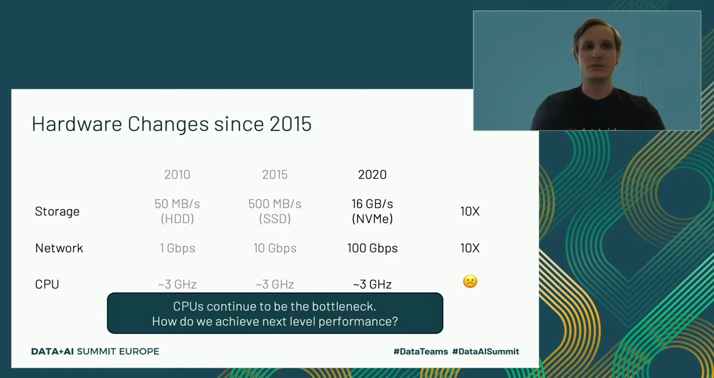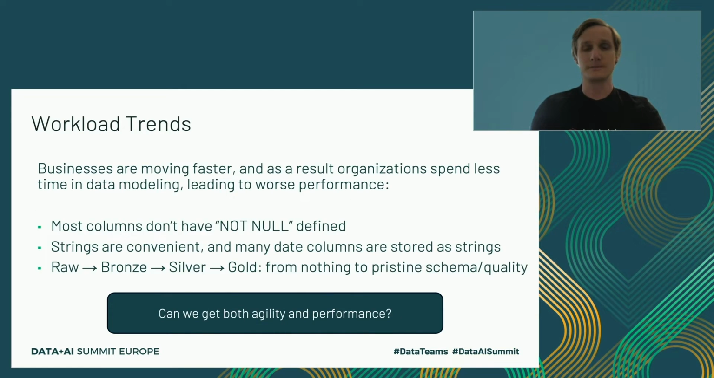The second trend we've been observing is in terms of the workloads. We're seeing that businesses want to move faster in their loading. They want to get all their data ready for processing as quickly as possible. That means they spend less time on data modeling and making sure the data is pristine and clean, and instead they just want to get the data in very quickly. And so you don't necessarily have nice schemas that declare whether the columns have nulls or not. Strings are a very convenient data type, so very often, the data isn't perfectly typed.